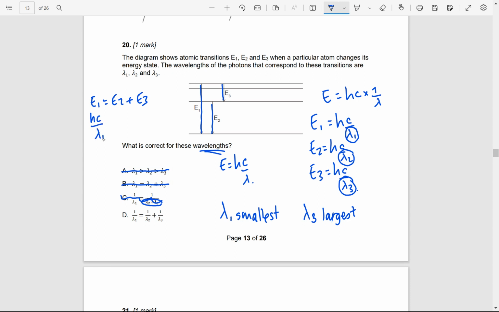Therefore, hc over lambda 1 equals hc over lambda 2 plus hc over lambda 3. You could bring these out, these hcs, like that. There you go. And you get D.